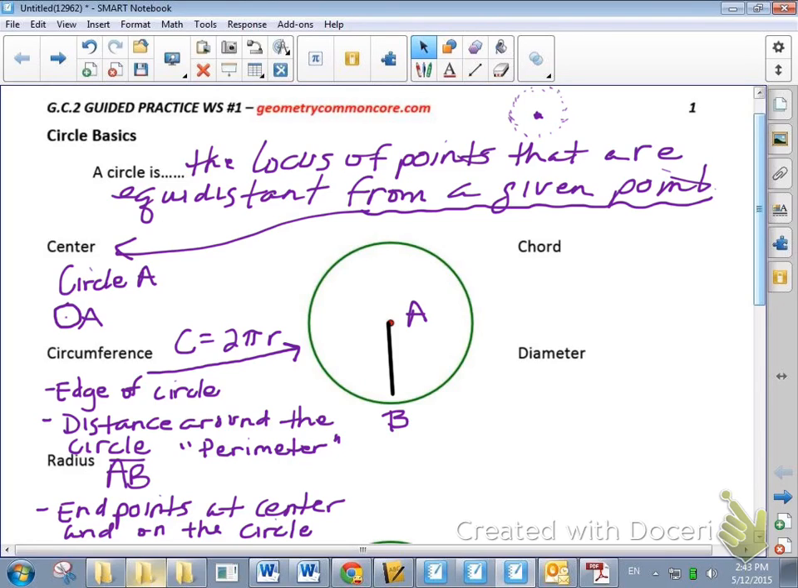And the radius is going to be a fixed distance from the center to the edge of the circle. So I could draw a radius in really anywhere in the circle from the center to the edge of the circle.